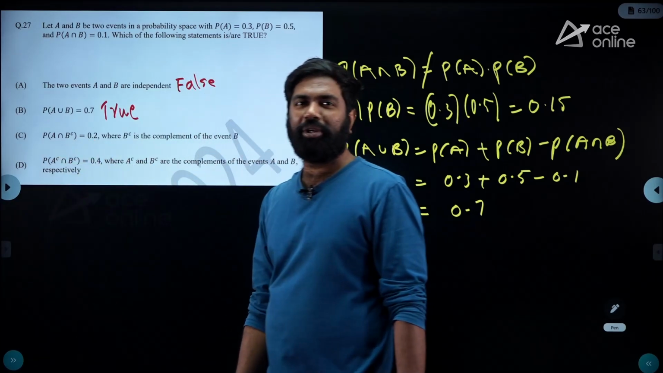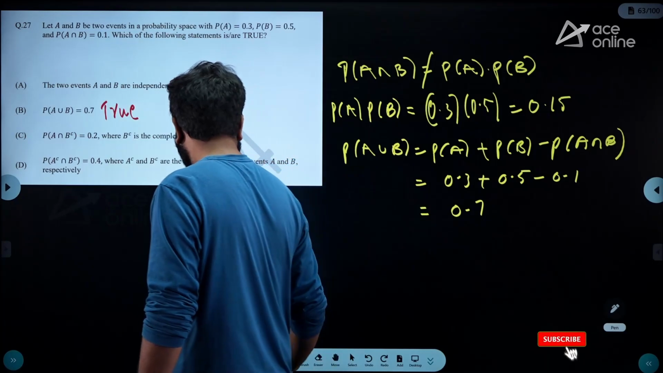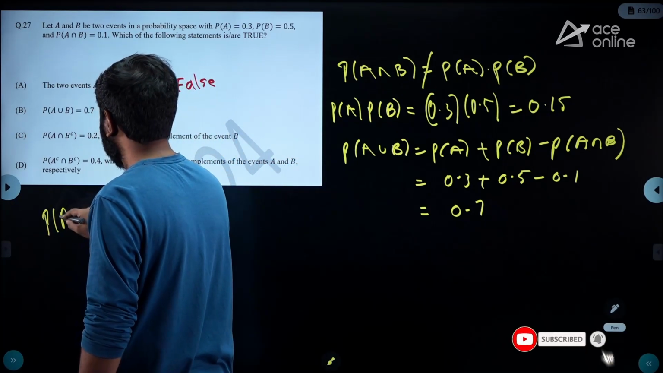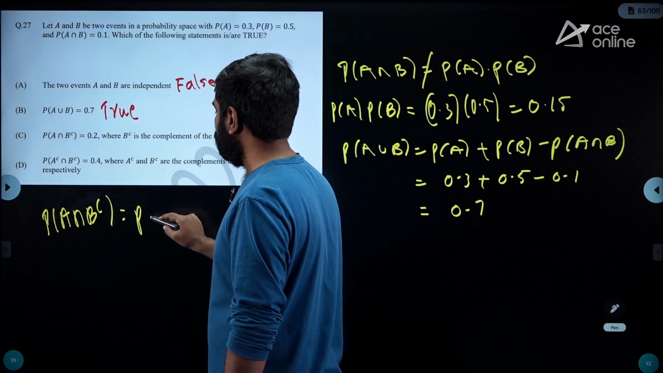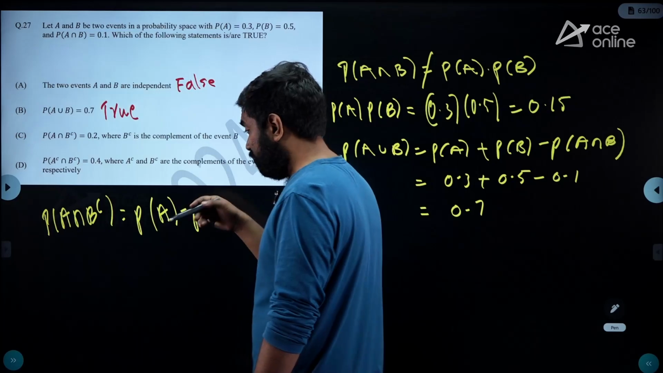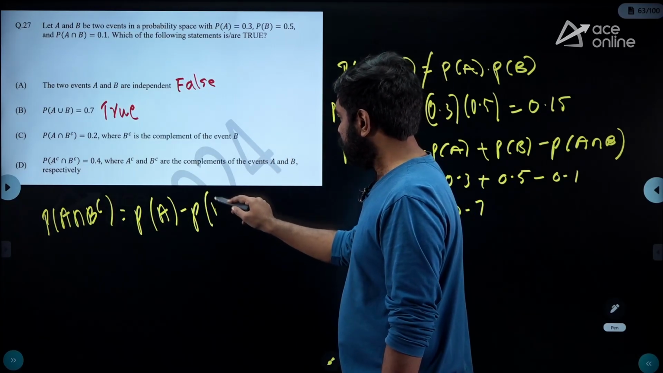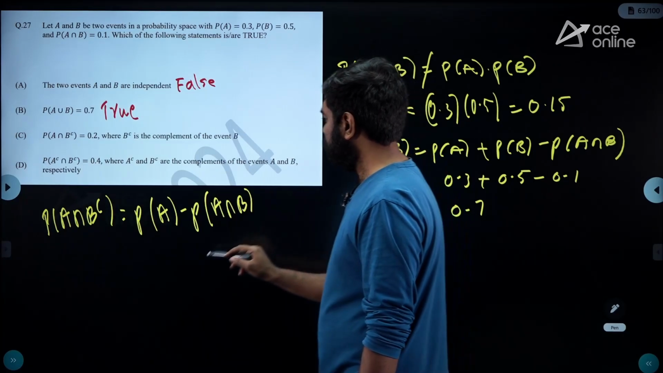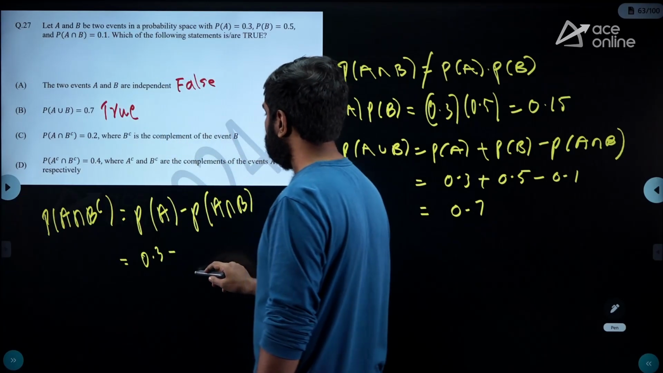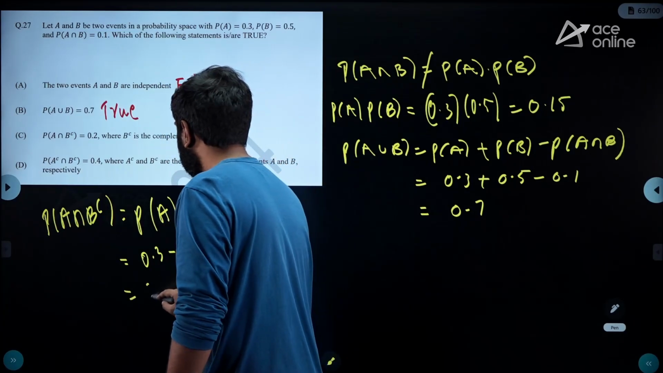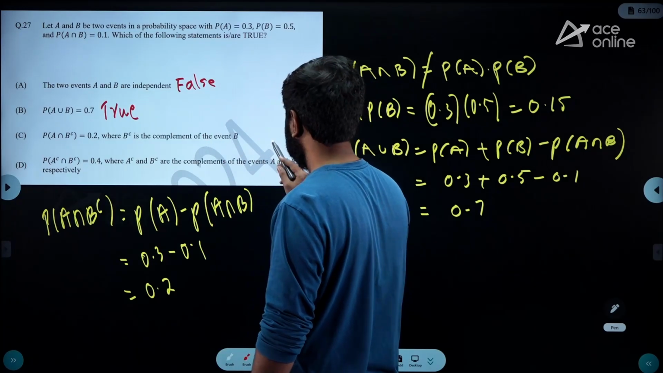A intersection B complement. I have revised this formula also. P of A intersection B complement. You can use a Venn diagram, but since I have already revised this with you people, I'm not just writing it directly. So it is P of A minus P of A intersection B. What is P of A? 0.3 minus P of A intersection B, 0.1. How much is the difference? 0.2. Yes, this is true.